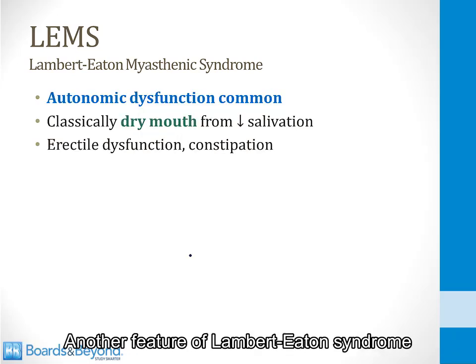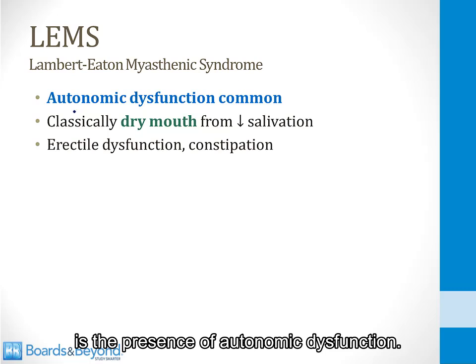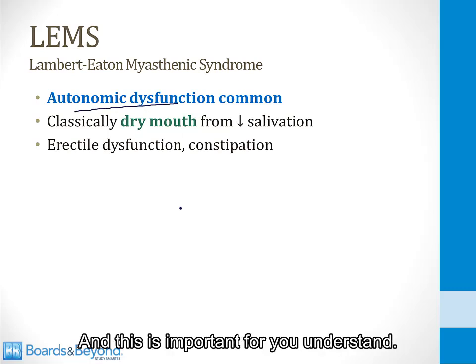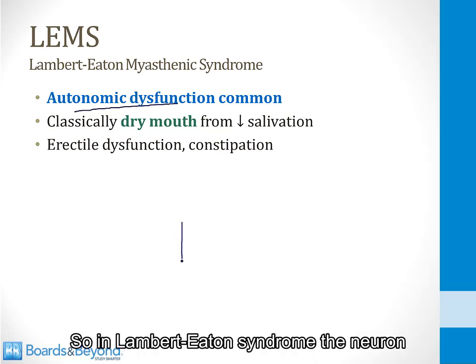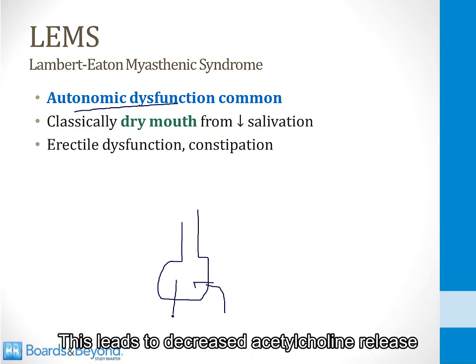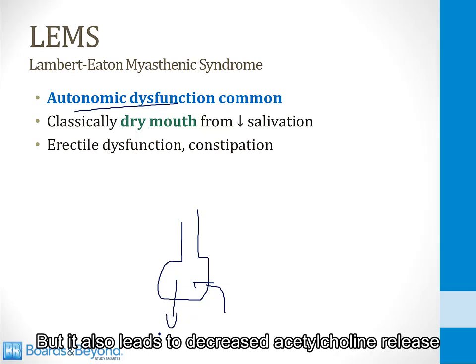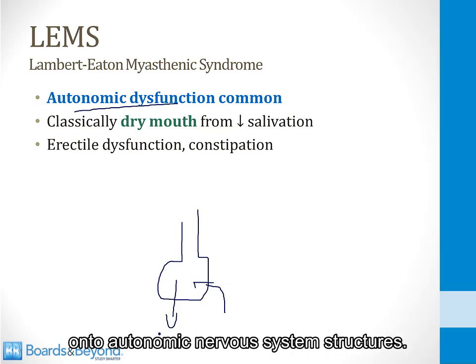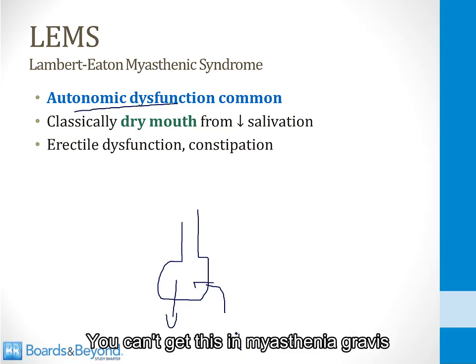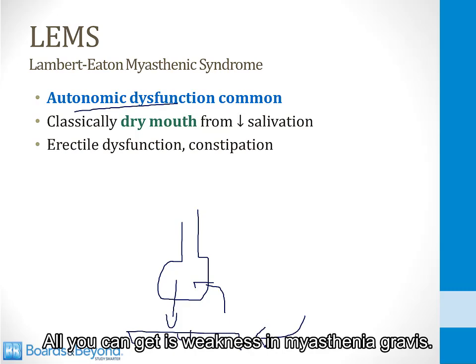Another feature of Lambert-Eaton syndrome, and one that distinguishes it from myasthenia gravis, is the presence of autonomic dysfunction. And this is important for you to understand. So in Lambert-Eaton syndrome, the neuron has a problem getting calcium in. This leads to decreased acetylcholine release onto muscle fibers and muscle weakness, but it also leads to decreased acetylcholine release onto autonomic nervous system structures. You can't get this in myasthenia gravis because the problem is with the receptor on muscle tissue. All you can get is weakness in myasthenia gravis.